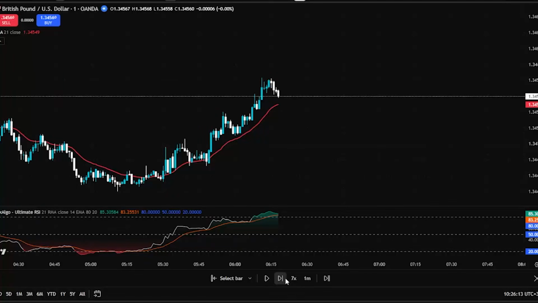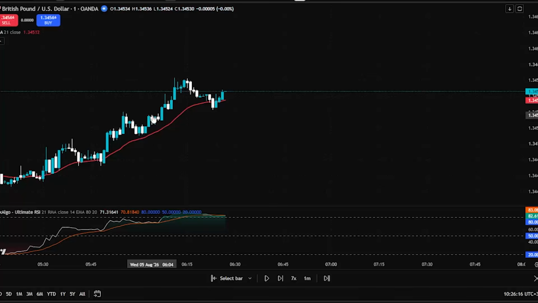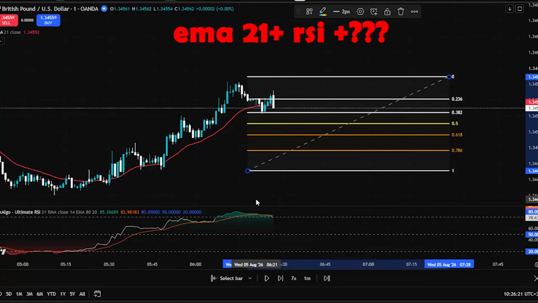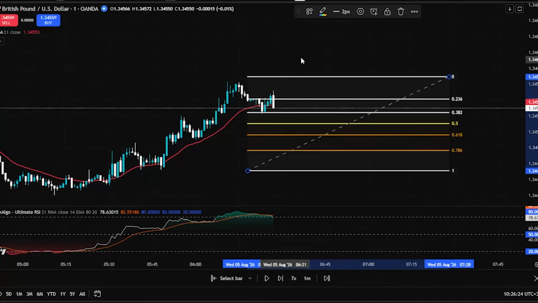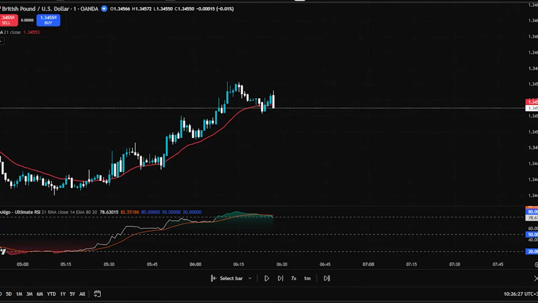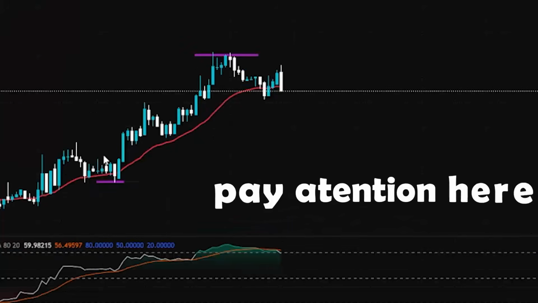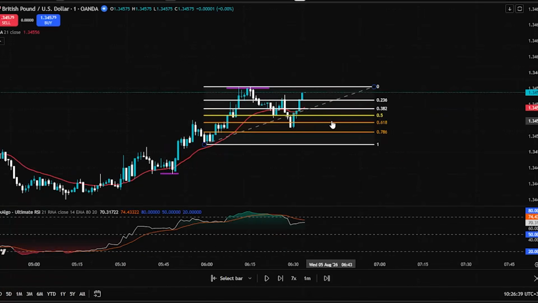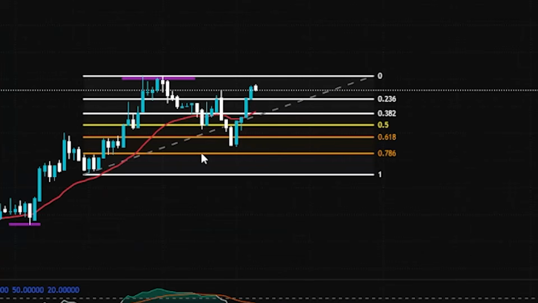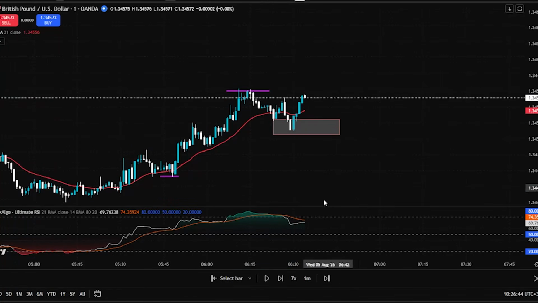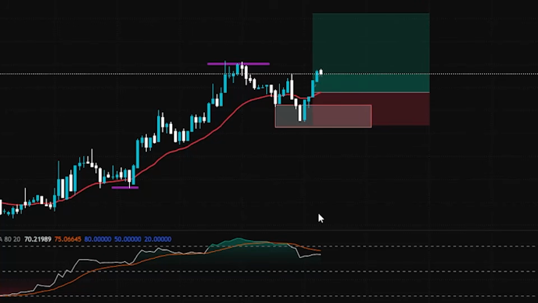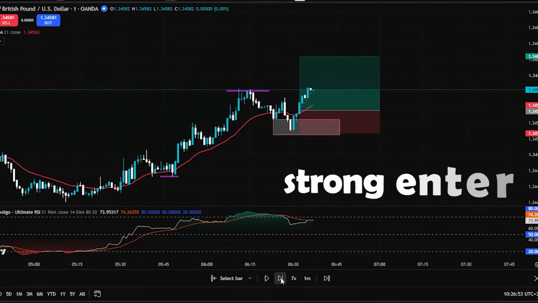Pro tip section. Before we finish, I want to share one extra tip that can improve the quality of your entries. Even though this strategy only uses EMA 21 and Ultimate RSI, sometimes adding one simple confirmation tool can help you avoid weaker trades. One tool that works well with this setup is Fibonacci retracement. For example, when the market is moving in an uptrend and price pulls back toward EMA 21, you can use Fibonacci levels to check if the pullback is happening around an important retracement area. If price reacts near a key Fibonacci level and Ultimate RSI starts showing momentum again, this can create a stronger confirmation before entering the trade.